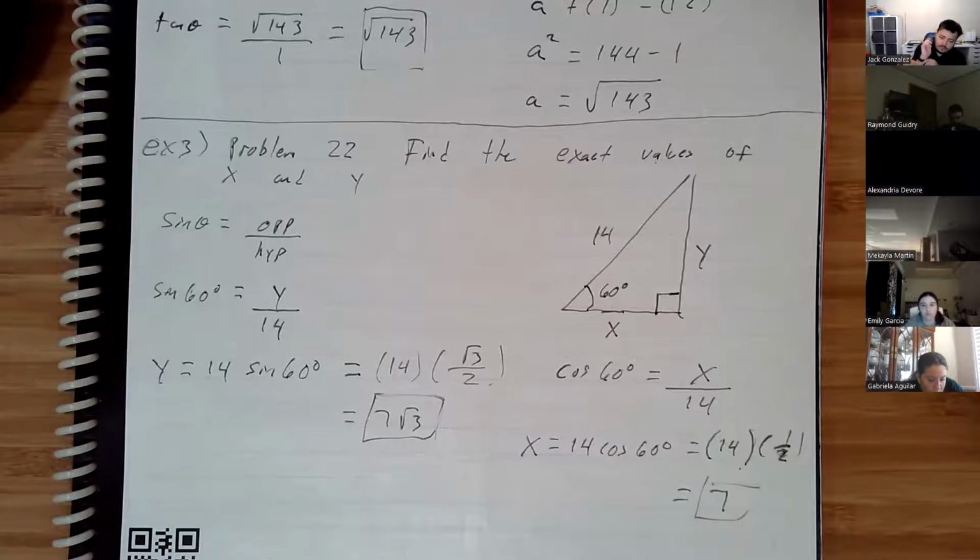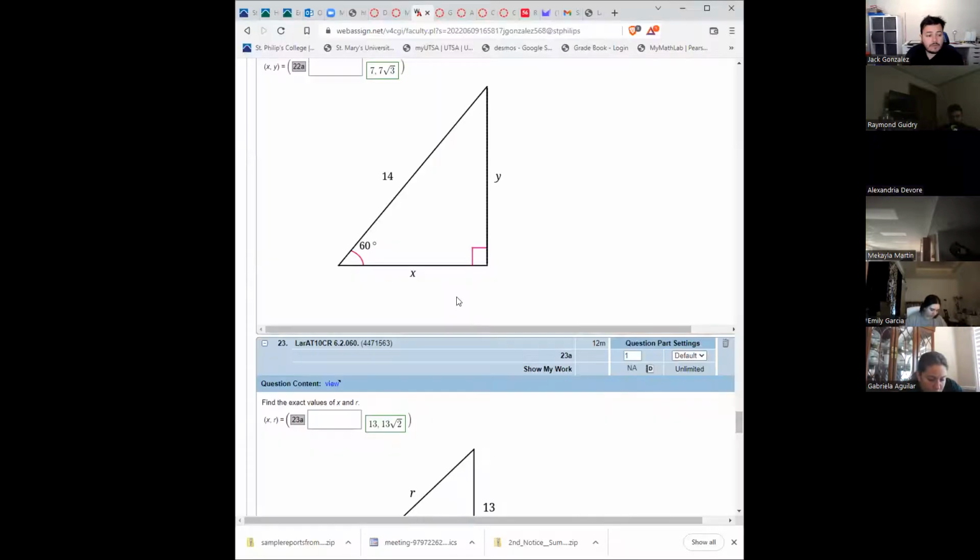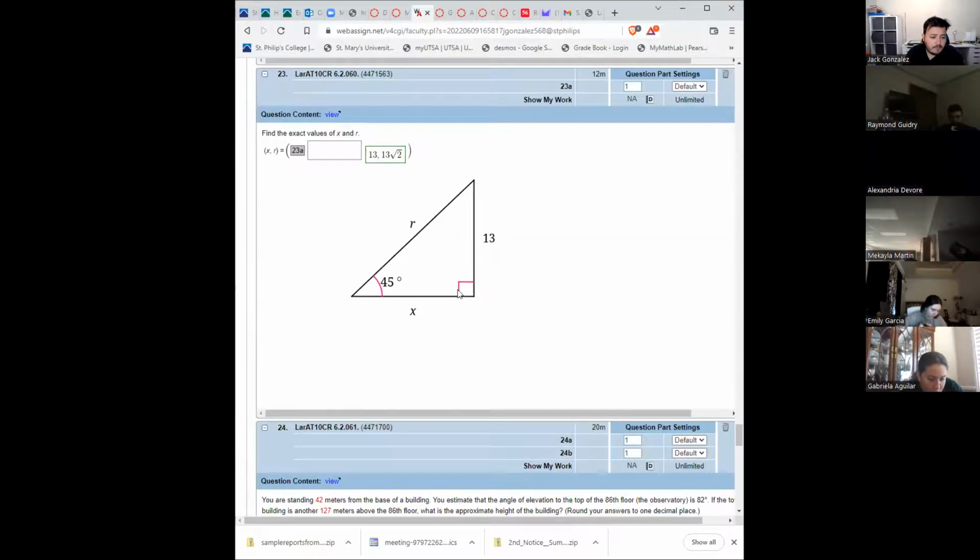You have no questions on how we found X or Y, correct? It's okay. Don't be afraid to ask me anything. All right, so as you can see, 22 and 23 are similar, except you'll be finding different sides. So the trick to this would be choosing the correct trig functions to help you out. You notice how I chose sine and cosine, right? Like you need to decide, okay, which one should I use? You want to use one that does not have two unknowns.